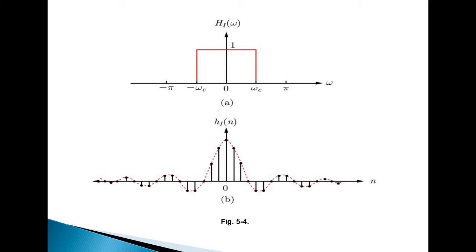So this is the frequency response, plotted as omega versus Hd of omega. This is the ideal frequency response from minus omega c to plus omega c, within minus pi to plus pi. And see the impulse response hd of n: by taking the IDFT we get a sinc function. Let us observe the inverse DFT of Hd of omega. Hd of omega is a rectangular function, and you know that the inverse Fourier transform of that is a sinc function. Figure b shows the sinc function corresponding to Hd of omega.